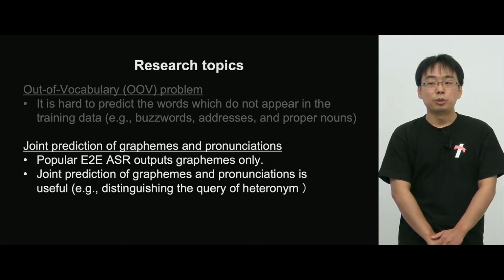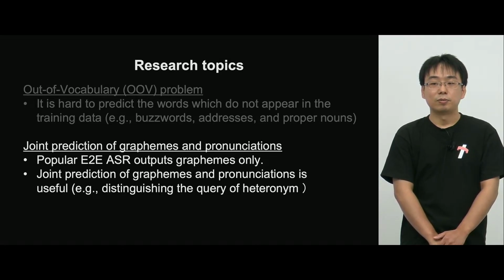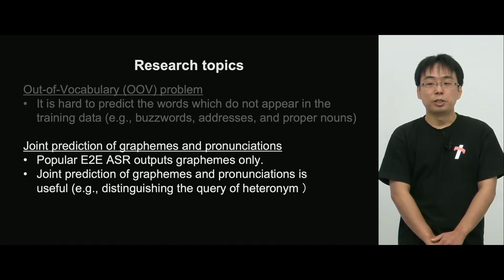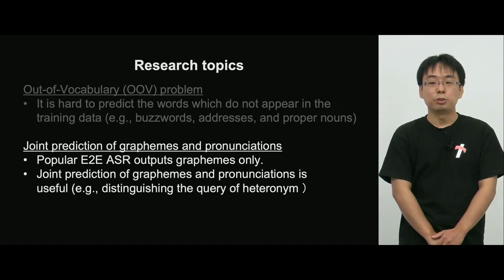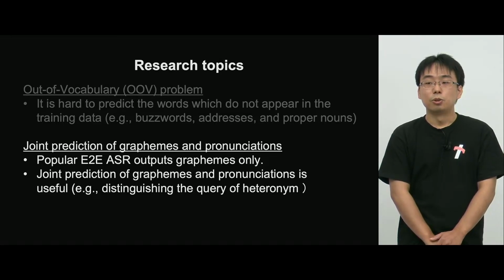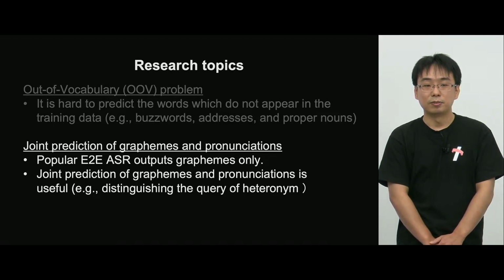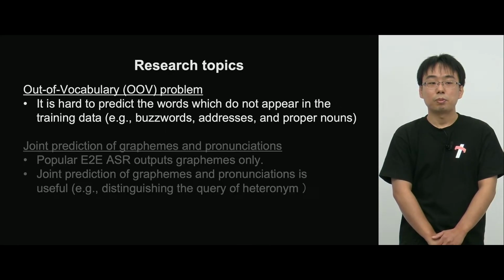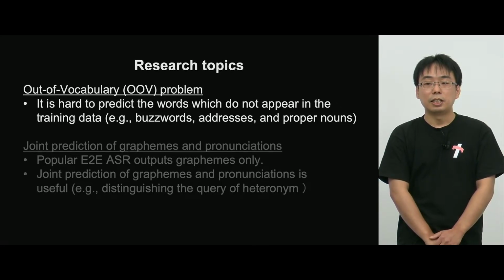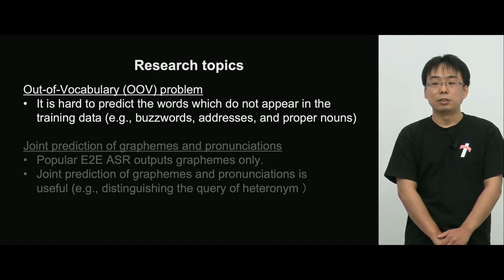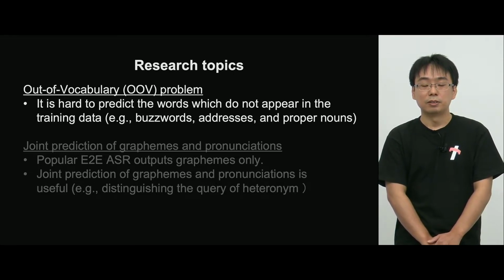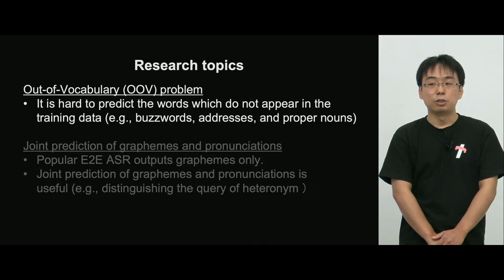Also, the end-to-end model cannot get the reading information. If the end-to-end model can output the spelling and also the reading information, then it is possible to identify heteronyms like Nihonbashi and Nipponbashi. So it can be applicable to navigation systems. I would like to explain how we address these issues.